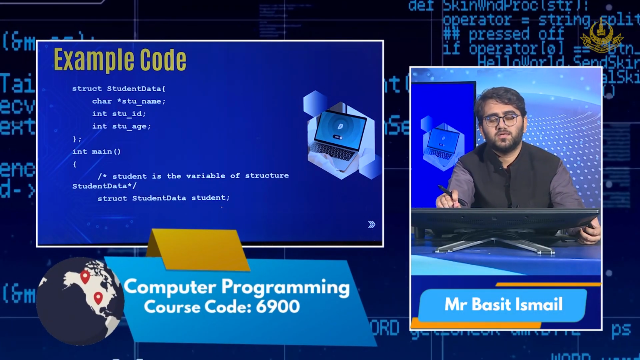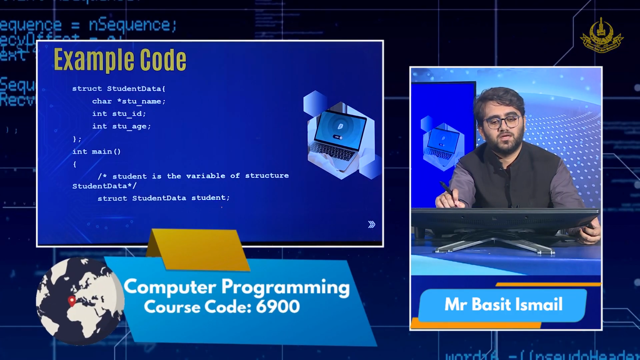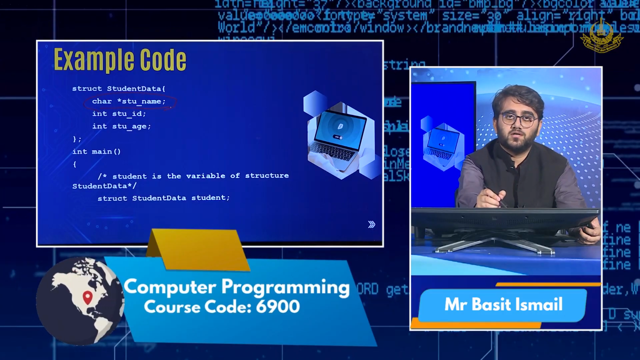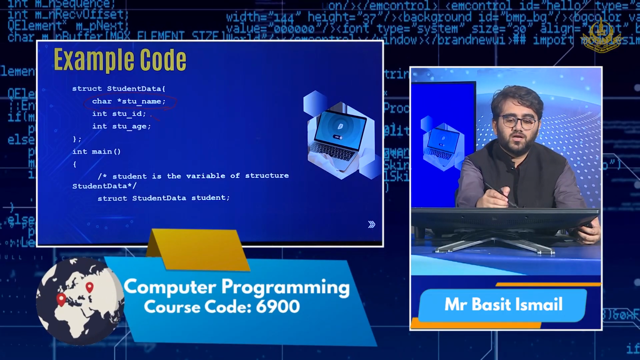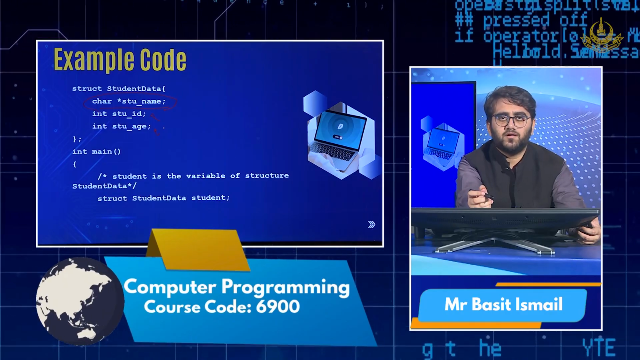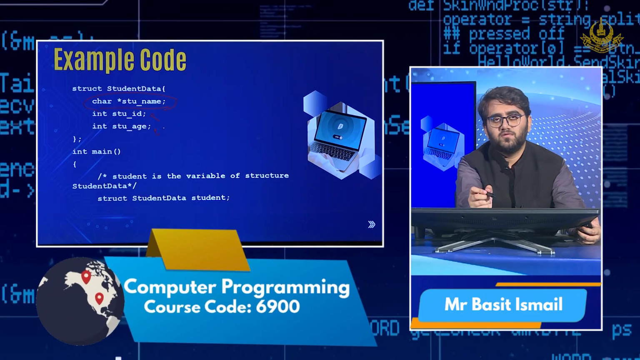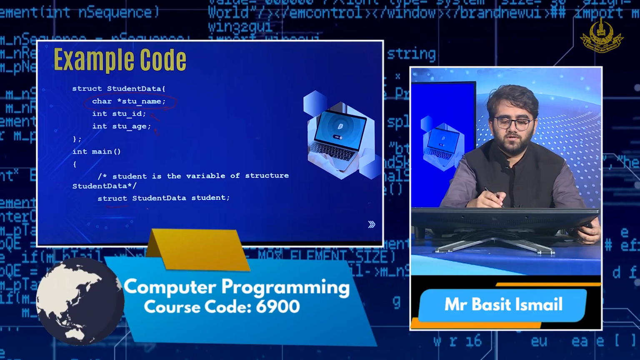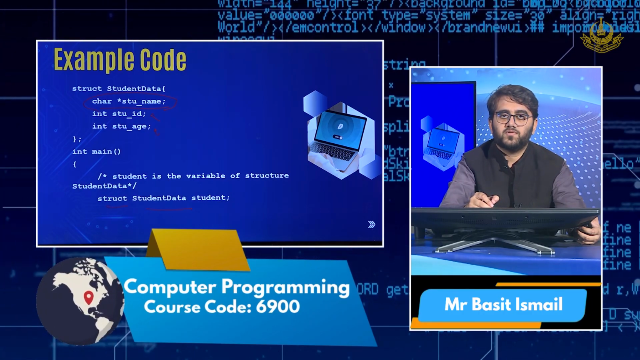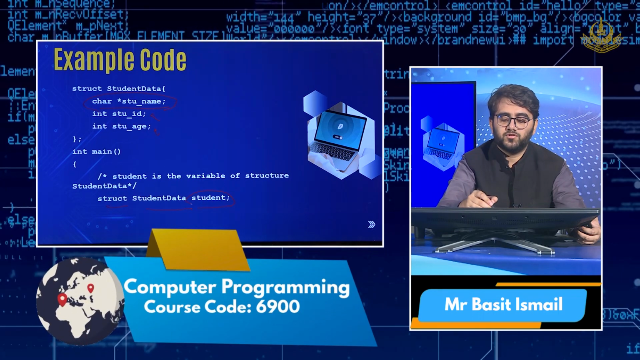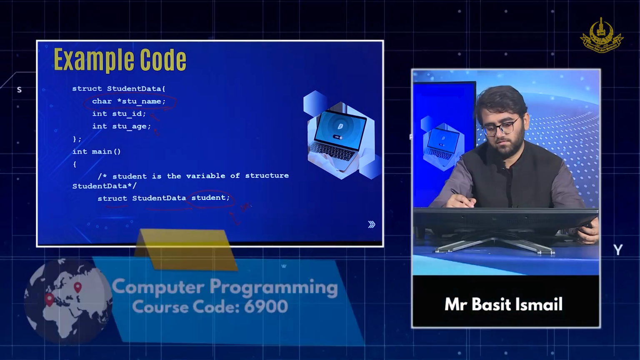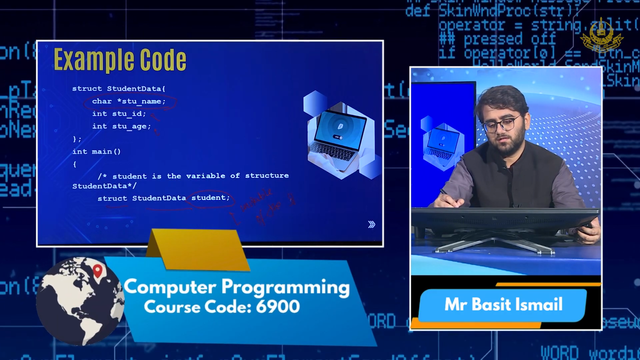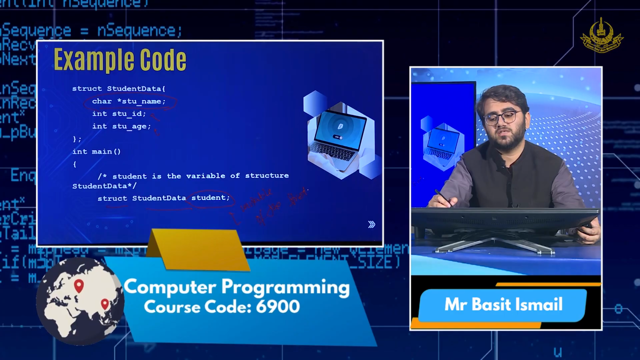Let us go over another example using the structure. So, we have a structure of student data here. We have a character pointer which is pointing to a character variable, and then we have student ID and student age. If we have to declare a variable using this particular structure, what would we do? We would use the struct keyword, the structure name, and then a variable of the structure. So, student is a variable of the structure.